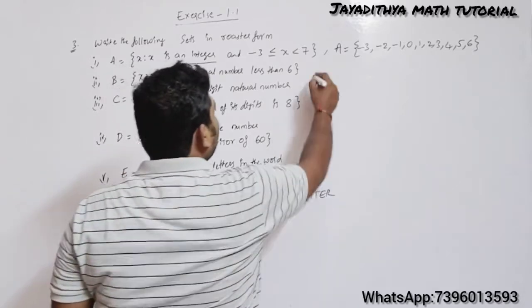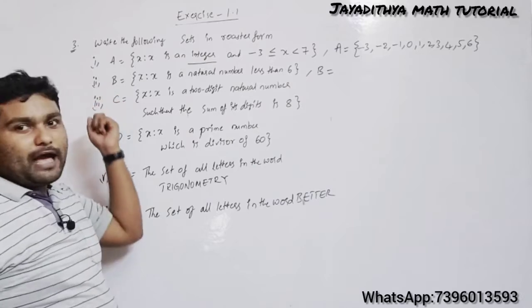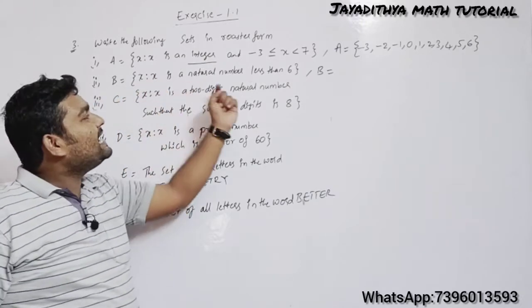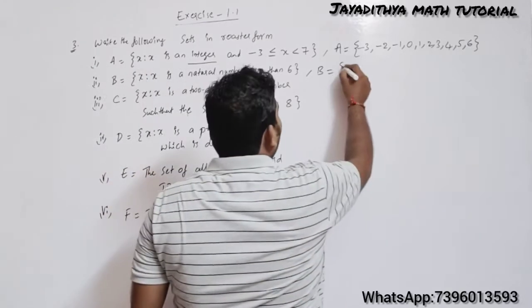Let us go for the next one, that is denoted by capital letter B. So here we have the set B. The set of all x such that x is a natural number less than 6. This we have done in our previous class itself. So what is that one?